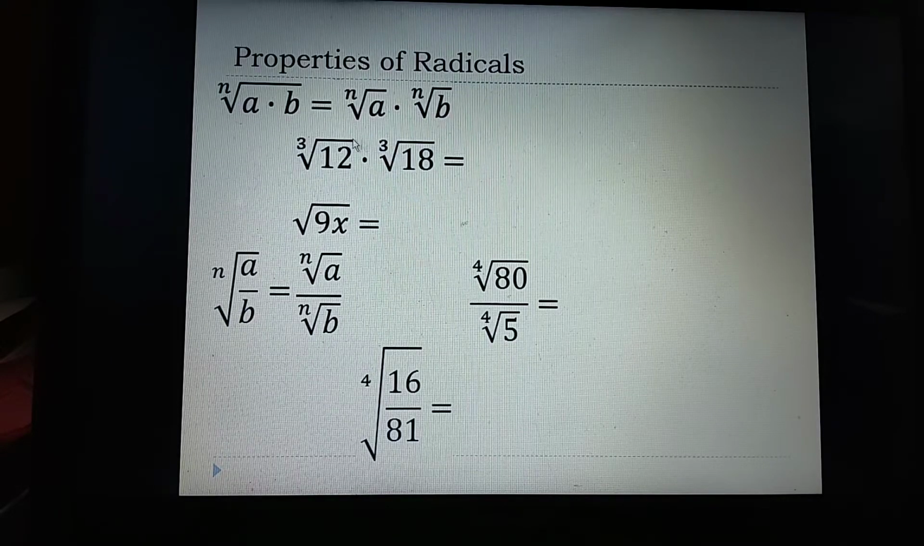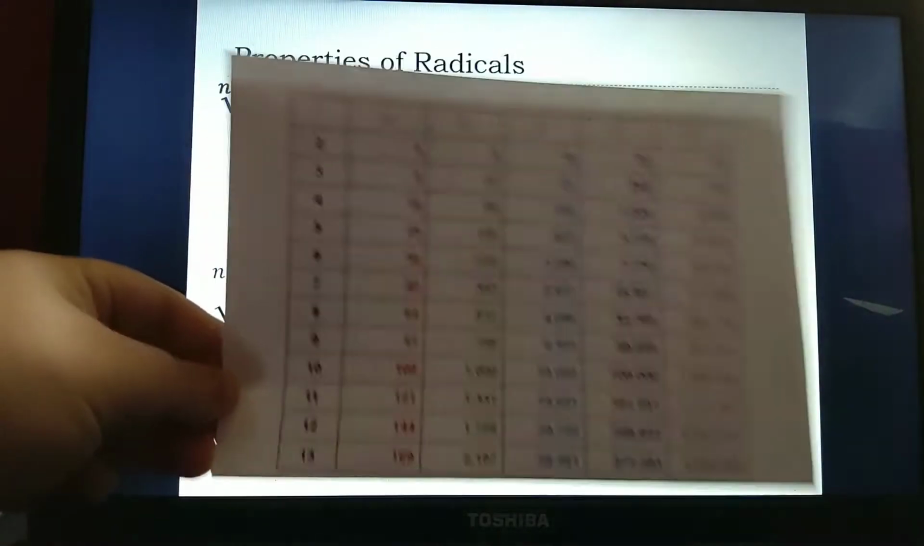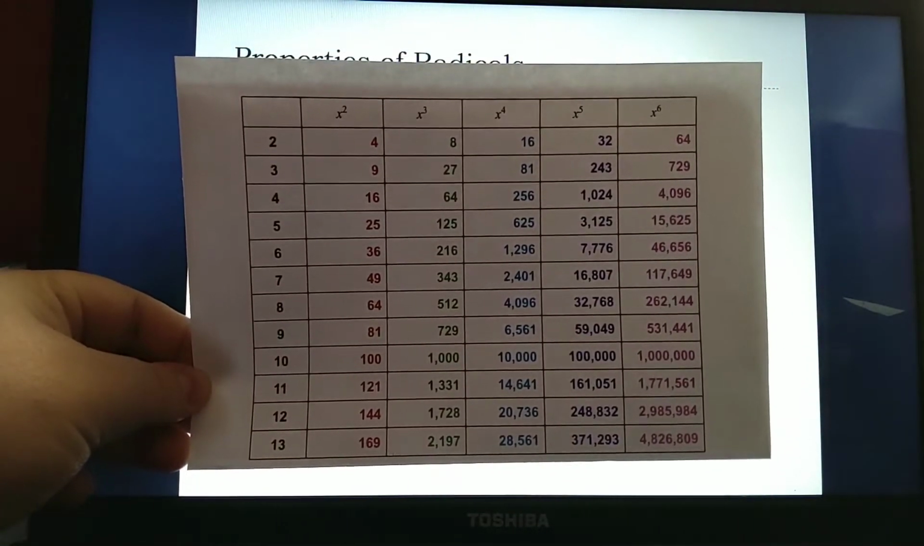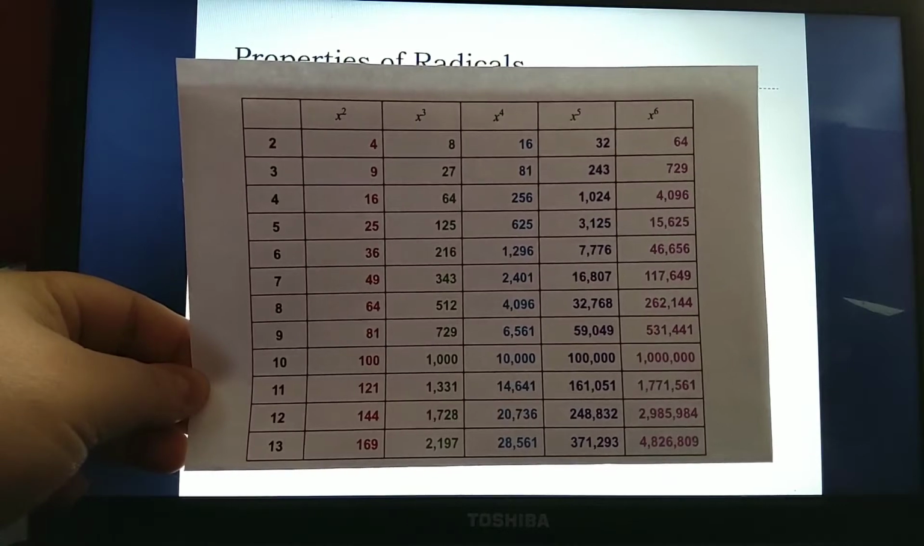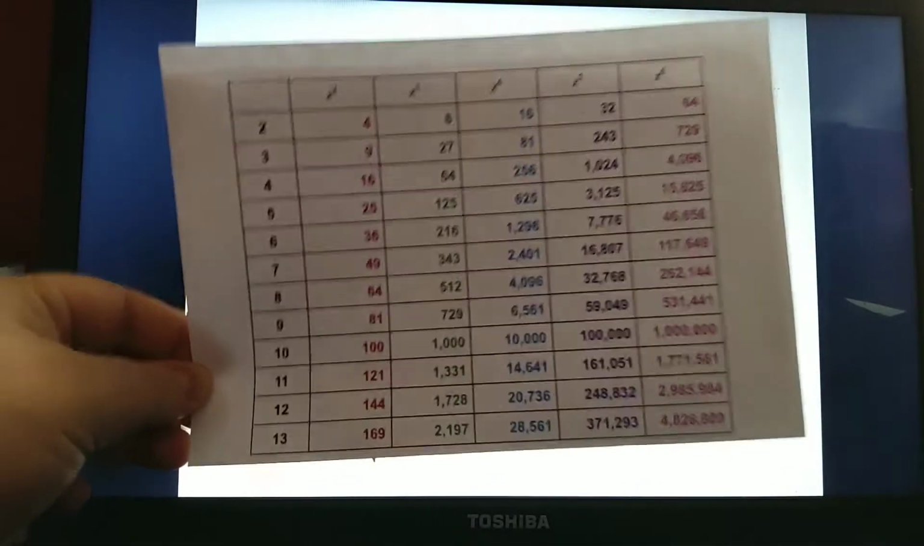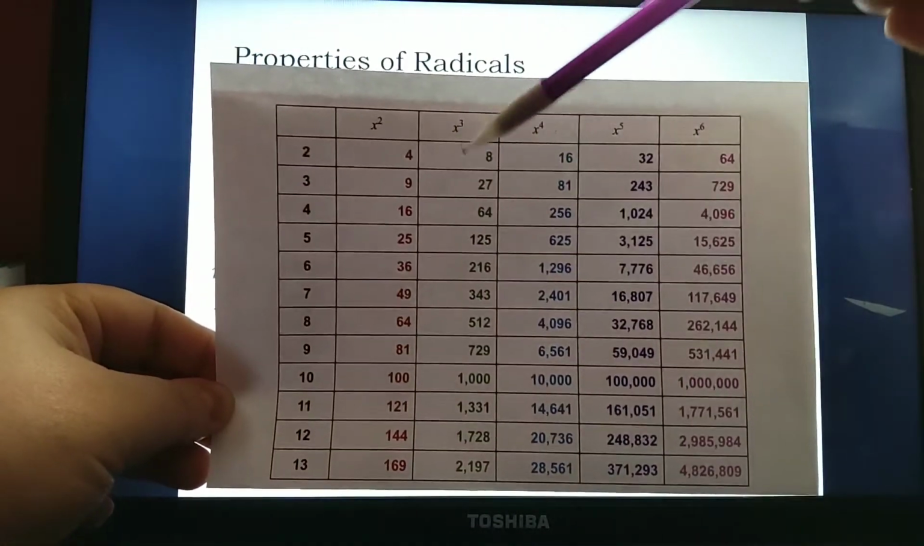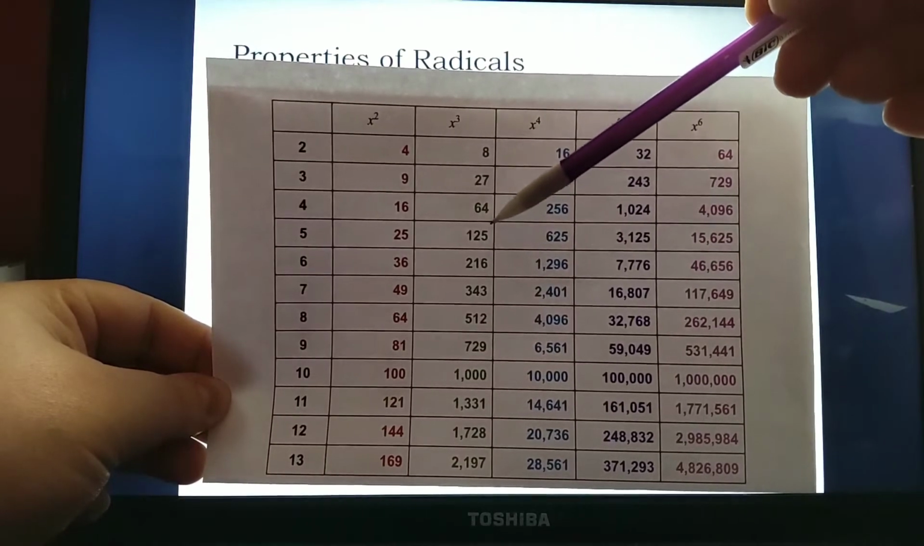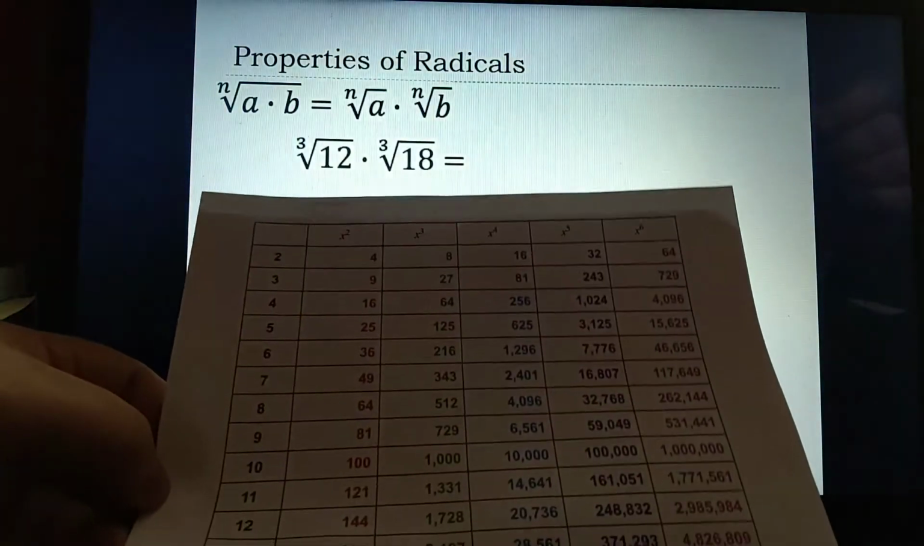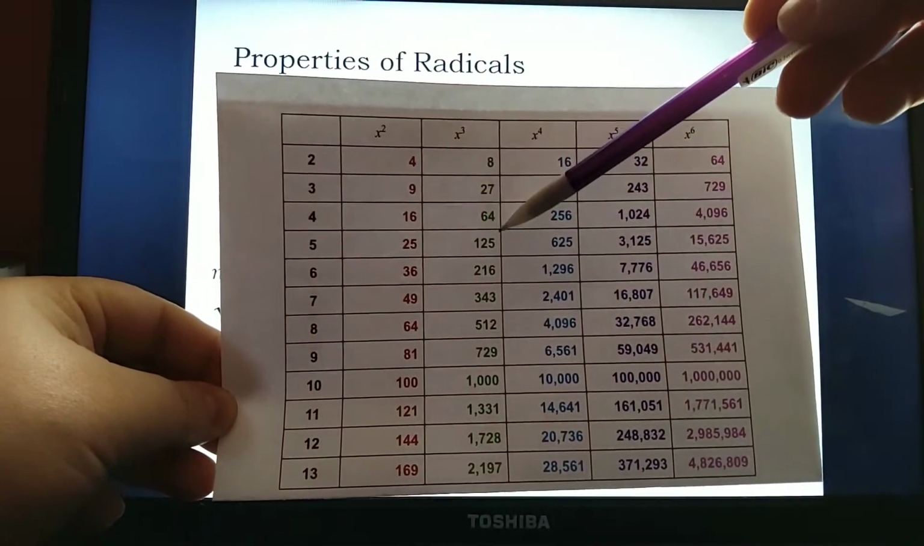Let's say you have a problem like this: the third root of 12 times the third root of 18. Now, the first thing you do is you go and you look at your perfect square paper. So we're going to look underneath the x cubed column. We don't see a 12 here. We also don't see 18. We don't see an 18 here.